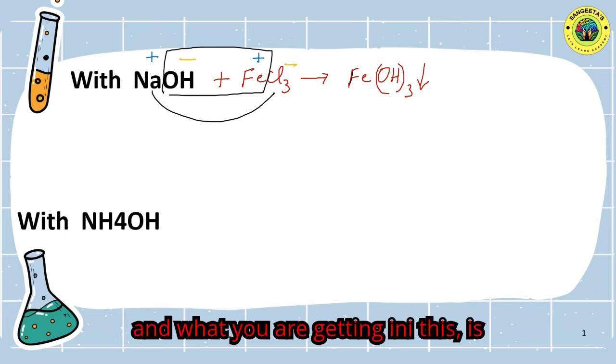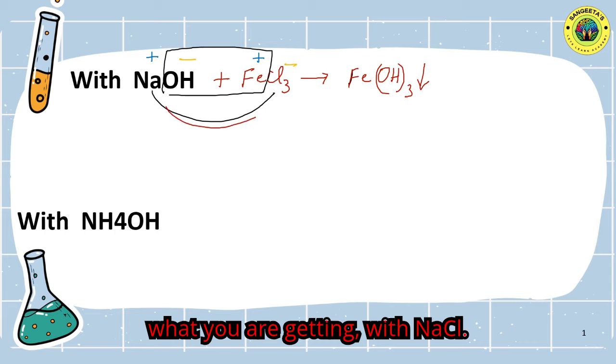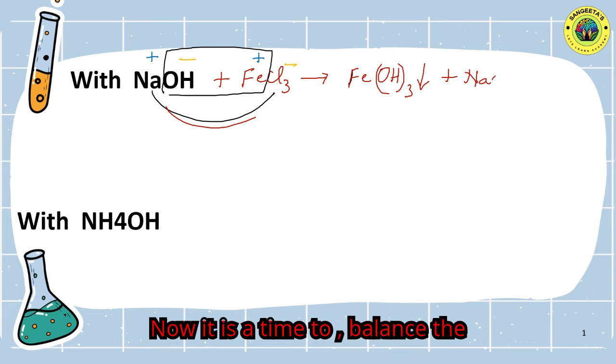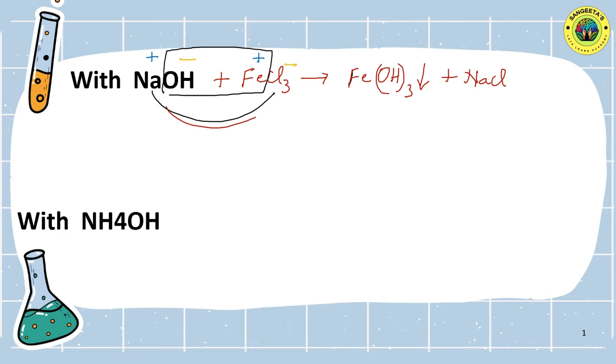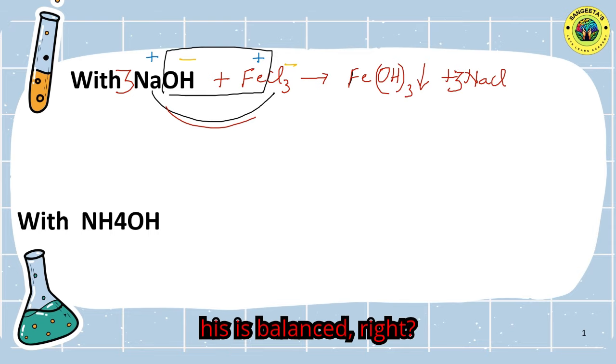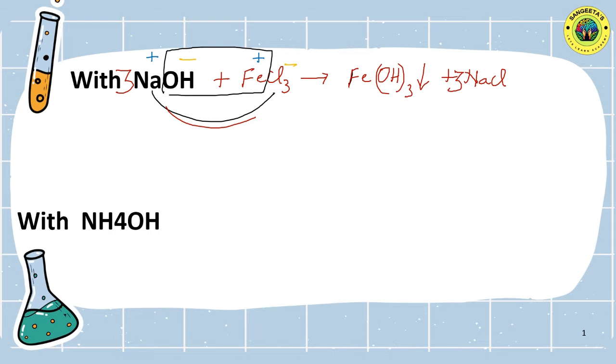and what you're getting in this is NaCl. Now it is the time to balance the equation. There is Fe3, so this will be 3 NaOH, and this will be 3 NaCl. This is balanced, right? So Fe(OH)3 is got from here.